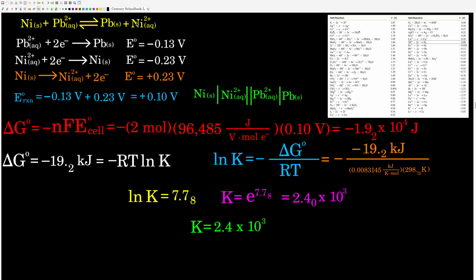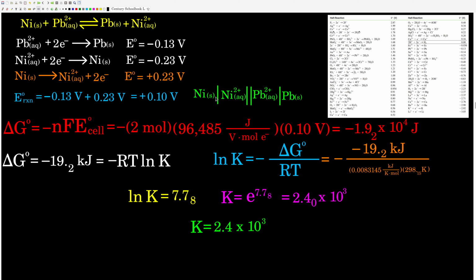So there's the reduction half reaction, lead 2+ going to lead, with a half reaction potential of negative 0.13 volts. This is the reduction potential for nickel that we looked up in the table. We reverse this to make it an oxidation half reaction, and we change the sign of the half cell potential. To get the E0 for the cell, it's just E cathode plus E anode, which ends up being a positive 0.10 volts. So a positive E0 cell means spontaneous, at least under standard conditions.